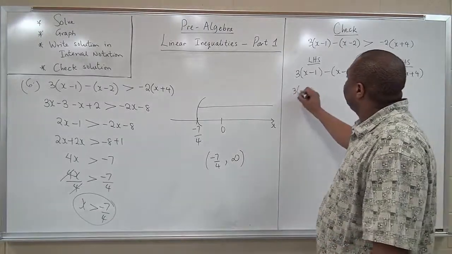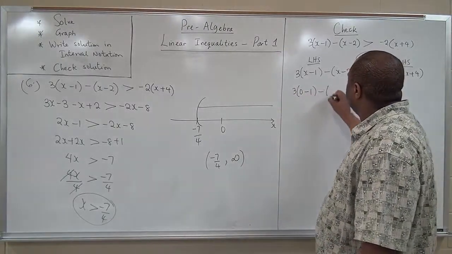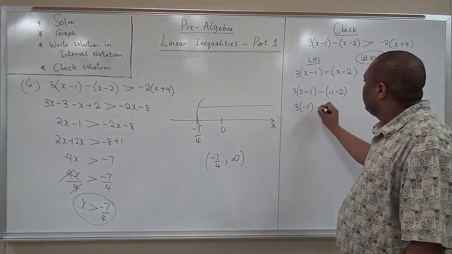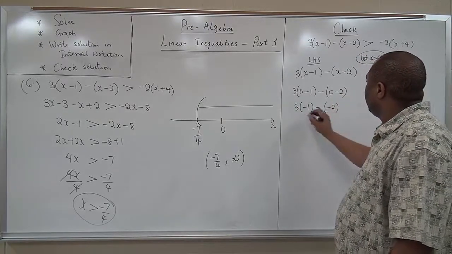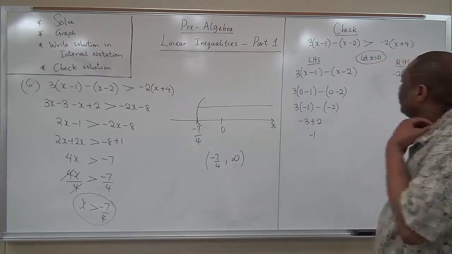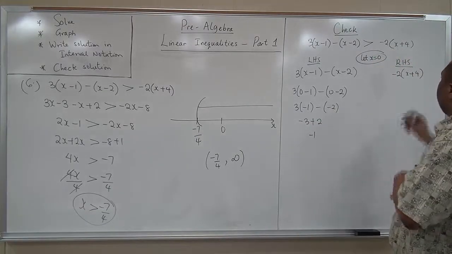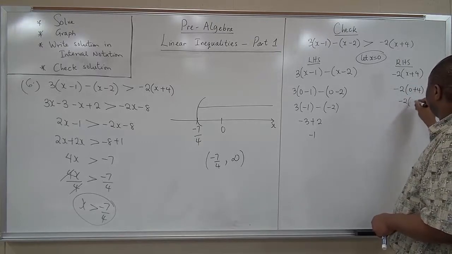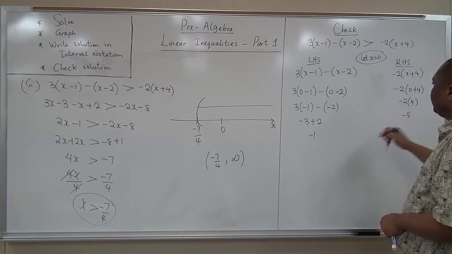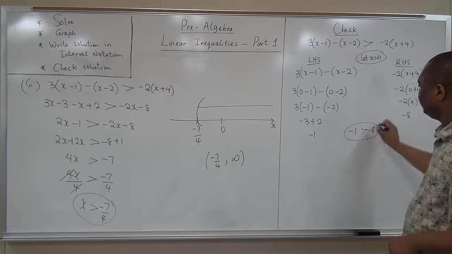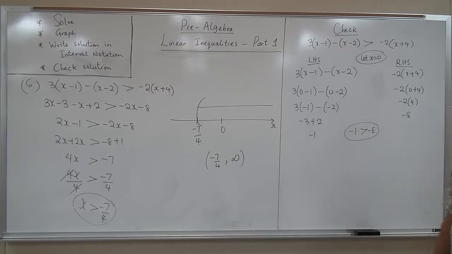So this will be 3 times 0 minus 1 minus 0 minus 2. So this is 3 times negative 1 minus negative 2, negative 3 plus 2, which is negative 1, on our left hand side. Now this will be negative 2 times 0 plus 4, negative 2 times 4, which is negative 8. So we see that negative 1 is greater than negative 8, which is still correct.